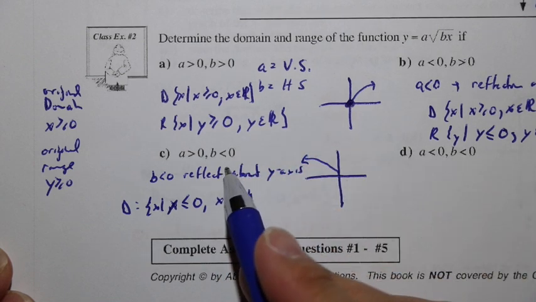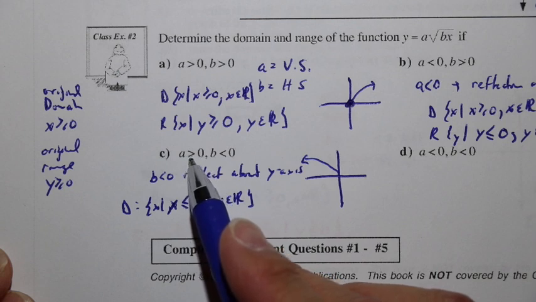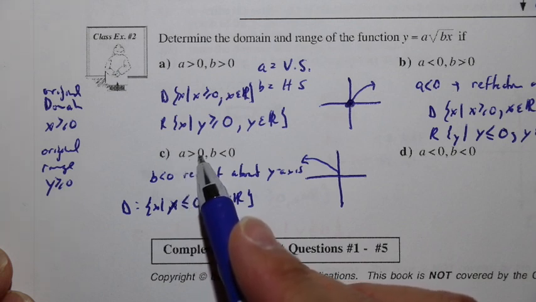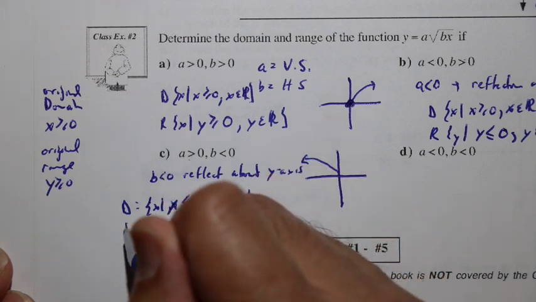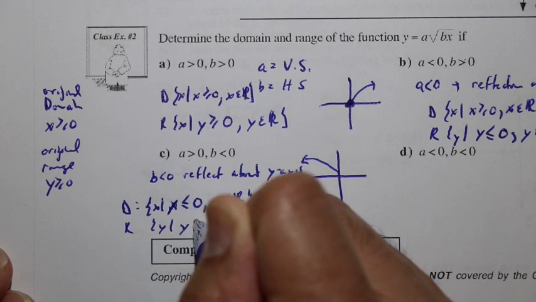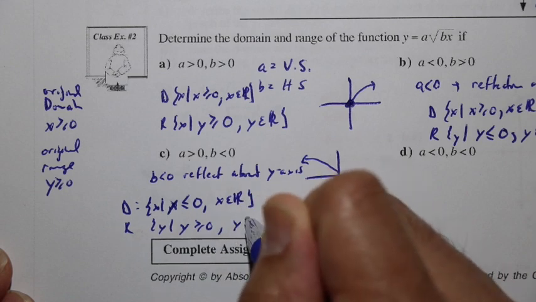But what about the range? The range is still, it's a positive value, so positive times y values is still going to be positive y values. So the range is still y is greater than or equal to 0.